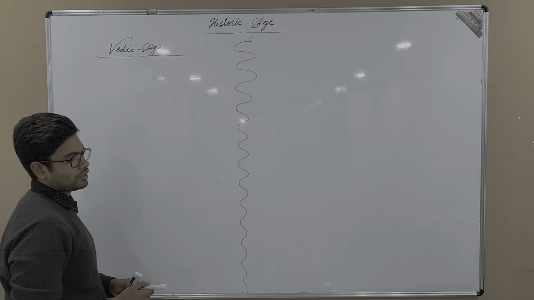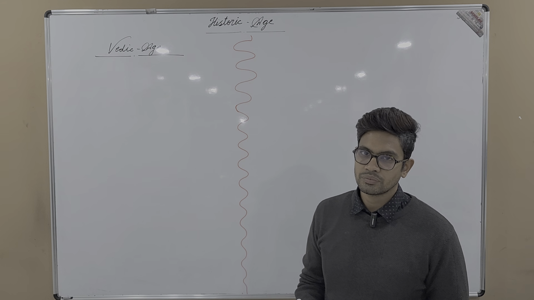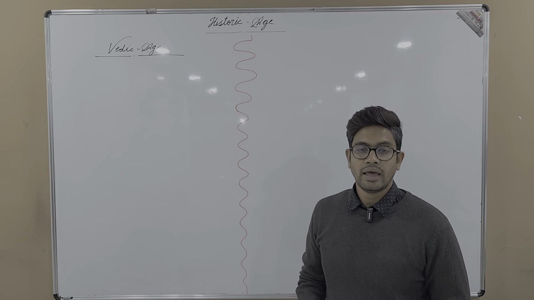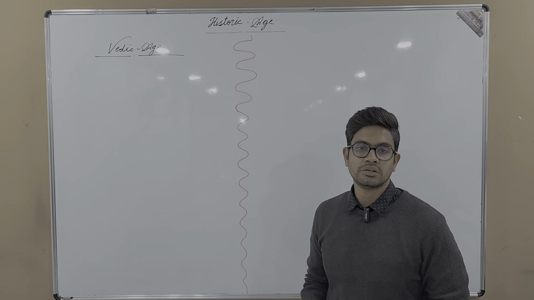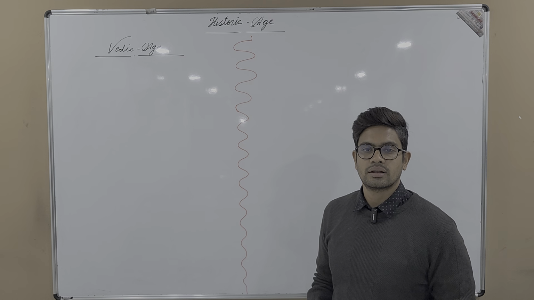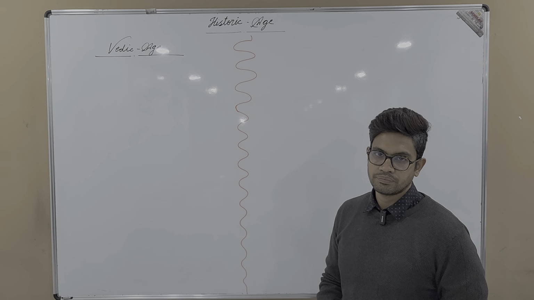So, the Vedic age. What is the Vedic age? The Vedic age is that period which is marked by the writing of the four Vedas, and the society was run by the rules and beliefs mentioned in those Vedas. What are these four Vedas? Well, these are Rig Veda, Sam Veda, Yajur Veda, and Atharva Veda.